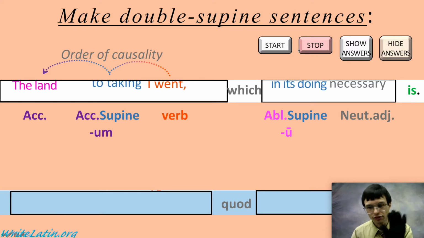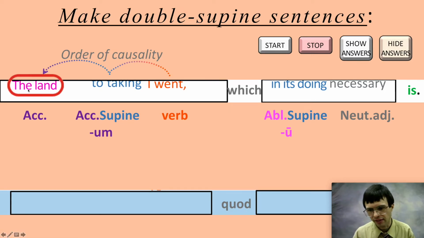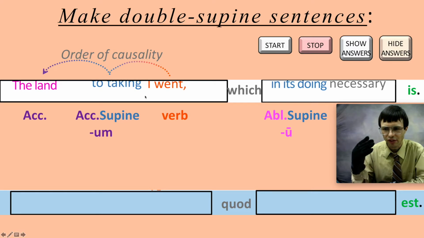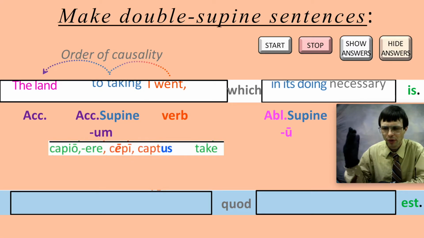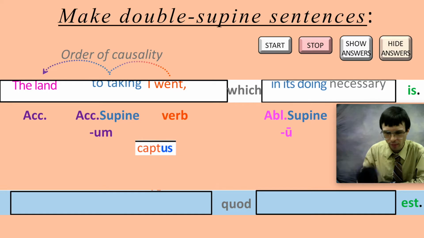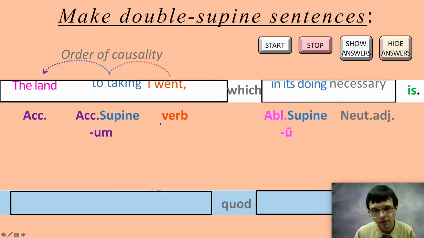But I don't want you to translate it like that. I want you to just say it word by word in Latin. So you would say the land and think, okay, what's the accusative of land? Terram, okay. To taking. So let's see, what's your taking verb? Capio. It goes capio, capere, cepi, captus. So the accusative supine would be captum with that um ending, right? Okay. I went, and that's your standard verb.